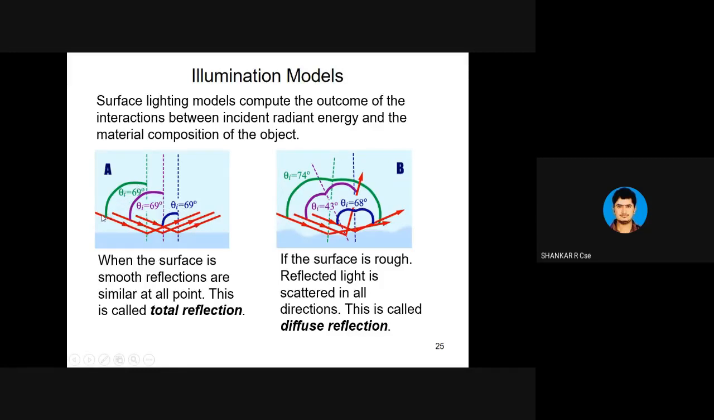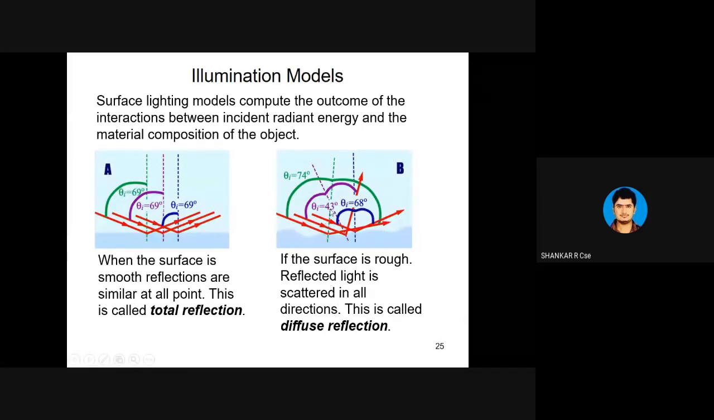For example, if you project this red light onto this green surface, and if that green surface happens to be smooth, you can see all my reflections are equal. This is called smooth reflection, and this is what you mean by total reflection. Now, this will not happen in real time because you cannot expect the surface to be very smooth all the time. So this is artificial. On the other hand, this is natural.